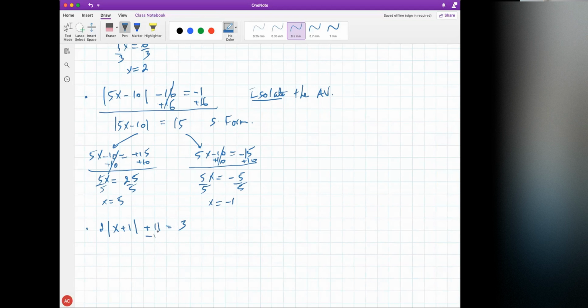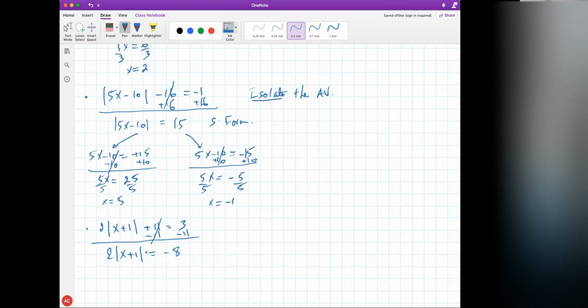So first, we're going to cancel this. Cancel the 11. That goes away. So we're going to have 2 times the absolute value of x plus 1 equals negative 8. Okay, so again, do not distribute. These are not parentheses. If you have parentheses, we distribute first. But with absolute value, we don't know how many solutions yet. We need to get this by itself. We need to isolate it.